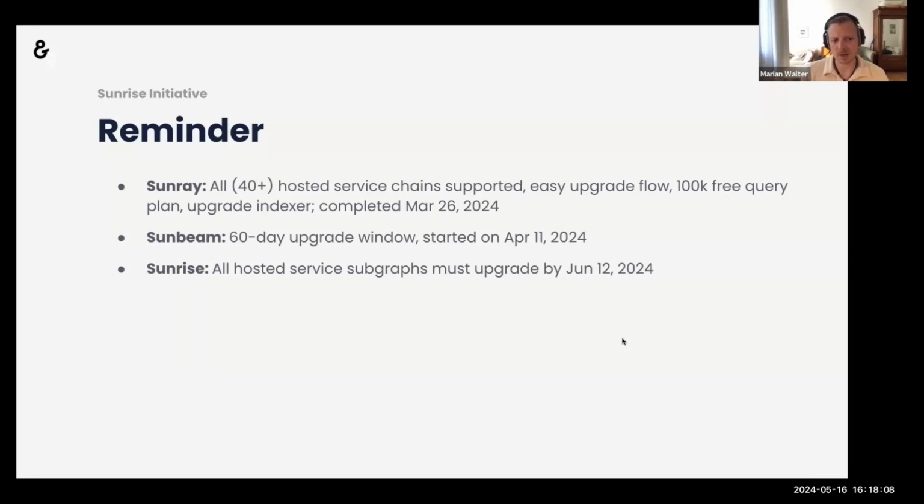And then we made the big Sunbeam announcement on April 11th, starting the 60-day upgrade window, which is what we at Edge and Node on the BD side, the BD team, are now really hustling on: informing all of our users on the hosted service about the upgrade window and the need for them to upgrade from the hosted service to the decentralized network by June 12th, which will complete the Sunrise.